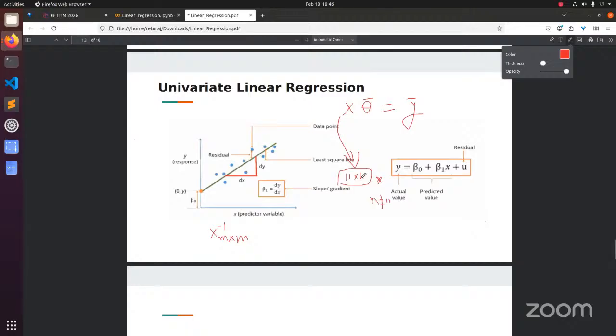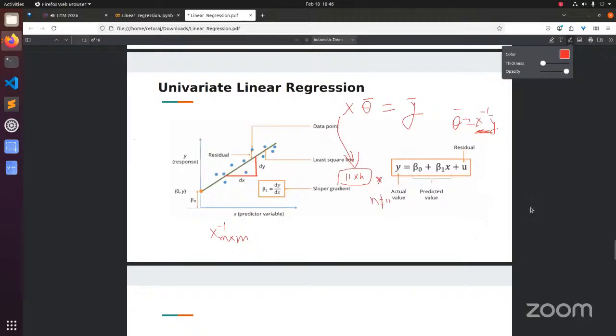In general, n will not be equal to 11. We only made like a 2-degree polynomial. So n will be like 3, and it will become 11 cross 3. Hence, n is not equal to 11. So you cannot write theta bar is equal to x inverse y, because we do not know how to invert this matrix, because it's not a square matrix.